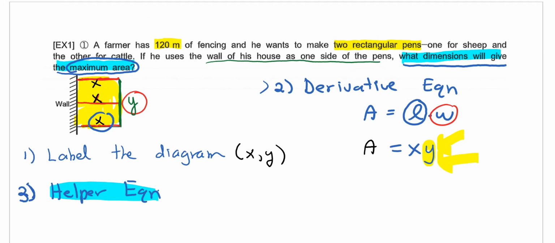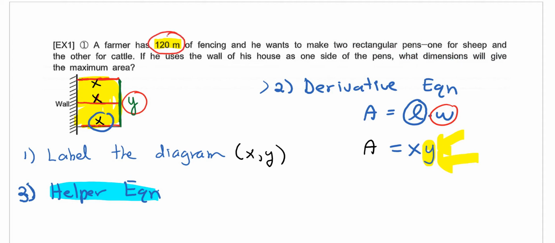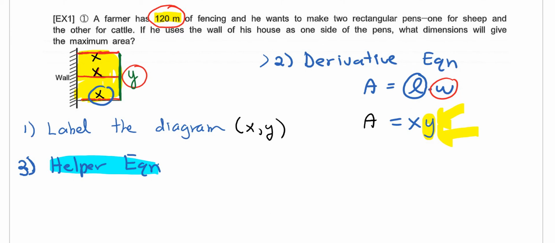If I read this problem very carefully, there's only one number that's given to me, and that's 120 meters. So in order to create my helper equation, I need to look at my x and y variables and that 120 meters and put that together. I need to connect the 120 meters with the 2 variables, x and y. How many x's do I have? I have 1, 2, 3. I have 3 x's plus this 1 y, and the 3 x's plus the 1 y equals 120 meters. So that 120 meters covers all 3 of those x's and that y.